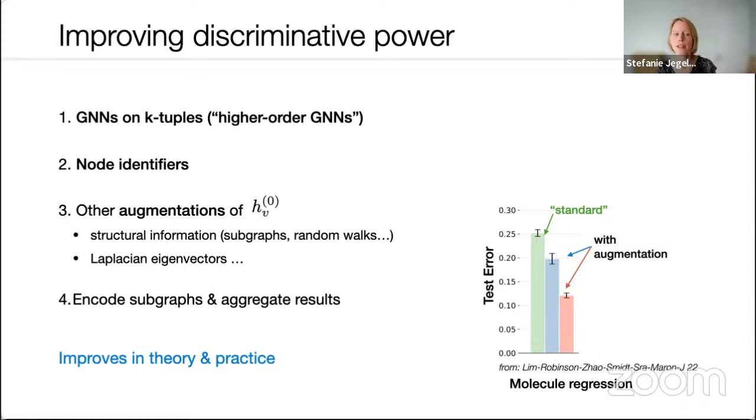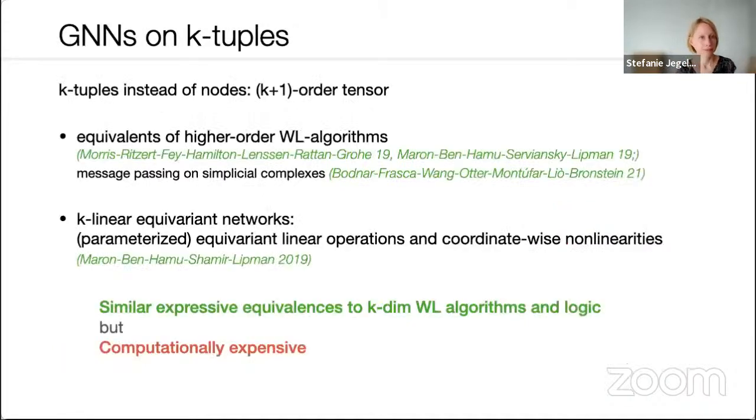Another approach is to just generally look at this scheme of encoding subgraphs and aggregating those results, and choosing the subgraphs differently in different ways. So this relates to the graph reconstruction conjecture. All of these improve the results both in theory and in practice. The plot here shows the practical part. We don't have time to talk about all of them, so let's talk about the first two a little bit.